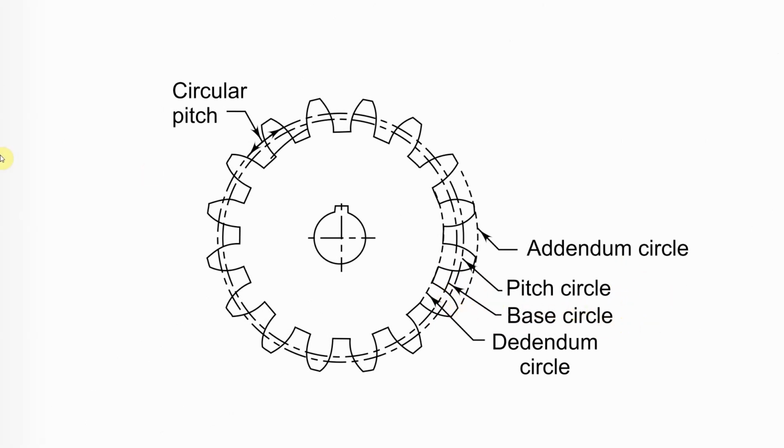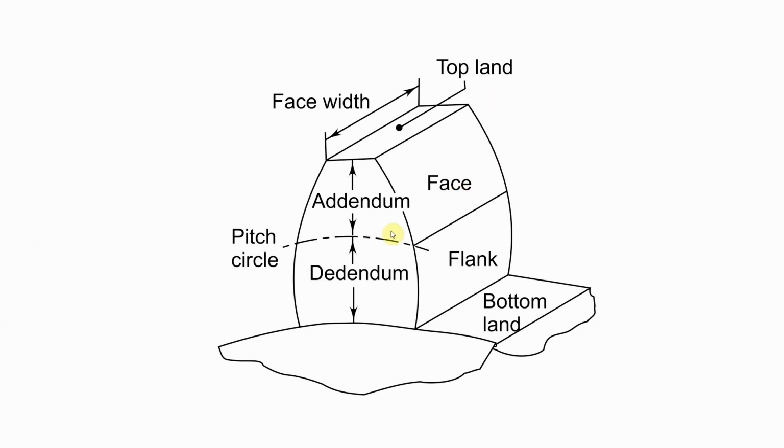Alright, let's look at the previous figure again. Here we have pitch circle, and you can see that the radial distance between the pitch circle and the top land is called addendum. Similarly, the radial distance between the bottom land and the pitch circle is called dedendum.